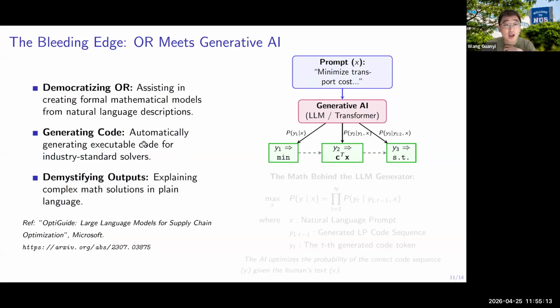So, mathematically speaking, how do they generate the code? They generate the code, or write out a good linear programming model, based on some type of sequential generation procedure.